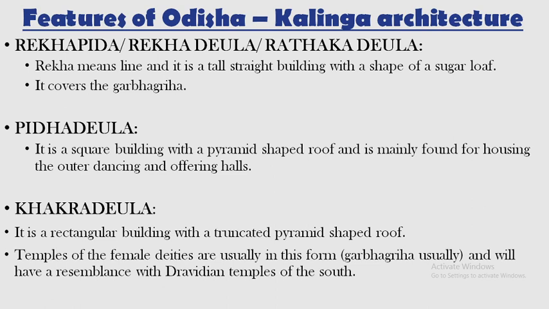So let's talk now about the Kalinga architecture, which is seen in the region of Odisha. The main architectural features of Odisha temples are classified in three orders. First one is the Rekha Deula or the Rekha Pida. First, understand that Rekha means a line, and it is a tall straight building with the shape of a sugar loaf. It covers the Garbhagriha.